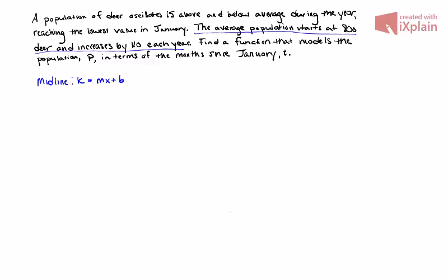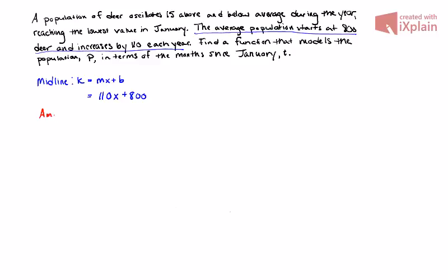In this case, we actually have all the information that we need in order to construct what the midline should be. We know that we're increasing by 110 deer each year, so that's our slope, and it will be positive. And we also know that we have a starting value of 800 deer. So the next thing that we can do is identify the amplitude.